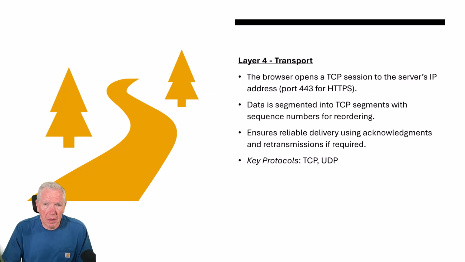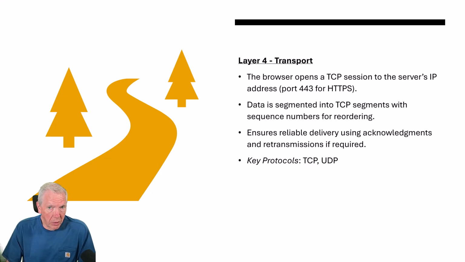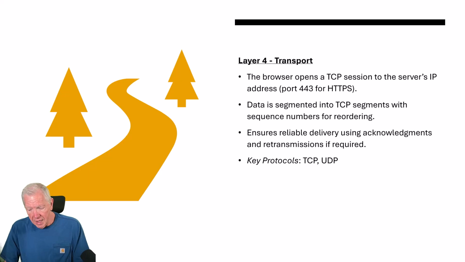Now, layer 4 transport, this is where the TCP session gets an IP address. So the browser opens a TCP session to the server's IP address, for example, using port 443 for HTTPS, Hypertext Transfer Protocol Secure. The data now, this is important, is segmented into what are called TCP segments. So there are 3 words you've got to learn. Layer 4 deals with what are called TCP segments, and what this means is that they all have sequence numbers.